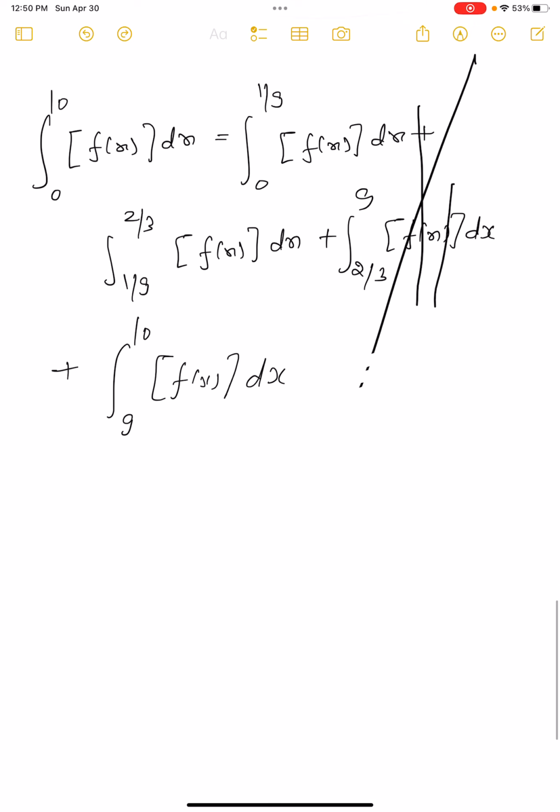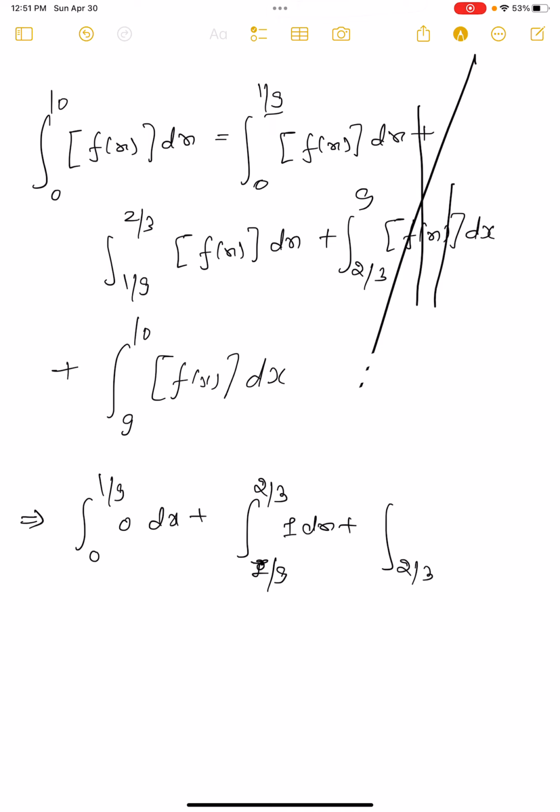Now what we can do is, because from 0 to 1 over 9 f of x is less than 1, this will be 0 dx. Then from 1 over 9 to 2 upon 3 f of x is greater than 1, so this will be 1 dx, plus 2 over 3 to 9, this will be 2 dx, and then from 9 to 10 this will be 3 dx.